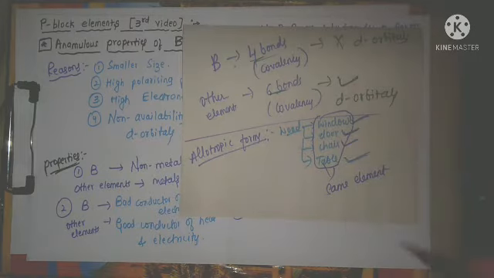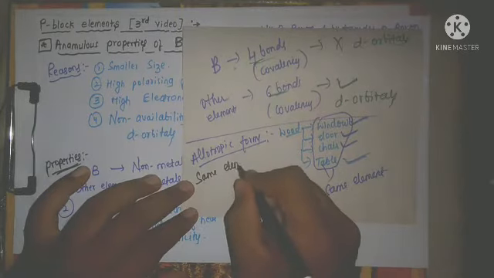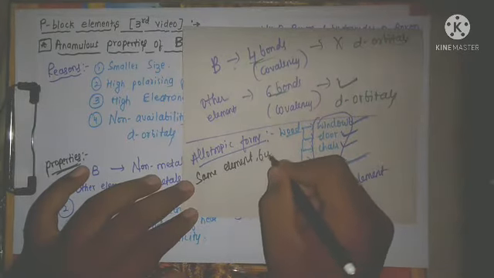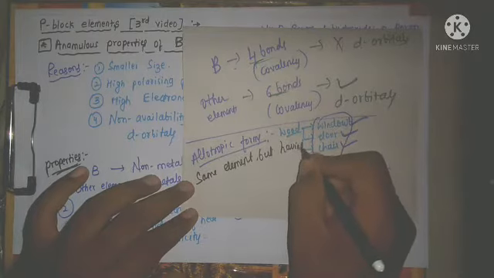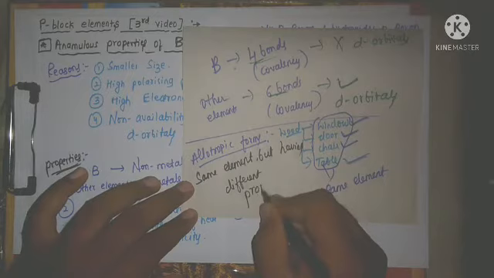What is meant by allotropic form? Made up of the same element but having different properties.